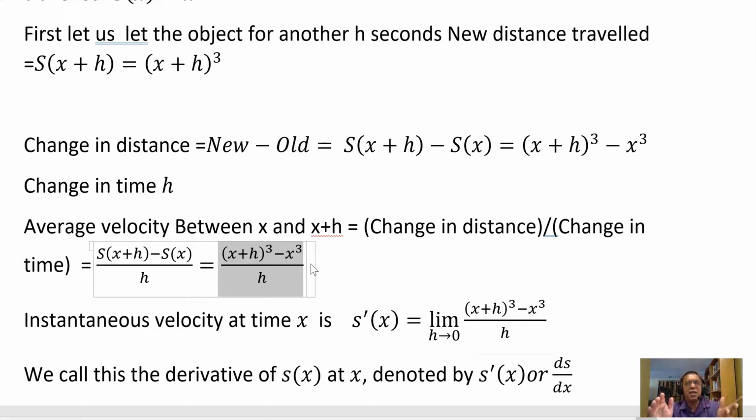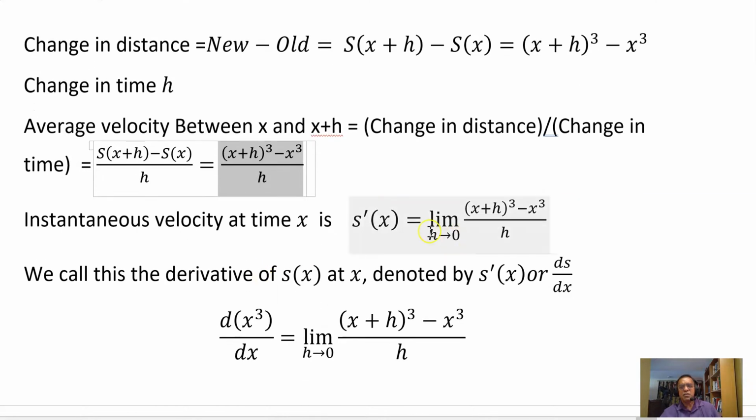The only way we can do that is to make h, our time change, smaller and smaller and smaller, so that the time change is so small that x and x plus h are almost together. Almost, but not coinciding. Why? Because if it coincides, then there is no time change. So the whole idea is we do what is called the limiting process. We make h infinitesimally small, so that there is hardly any time difference. This process is called limiting.